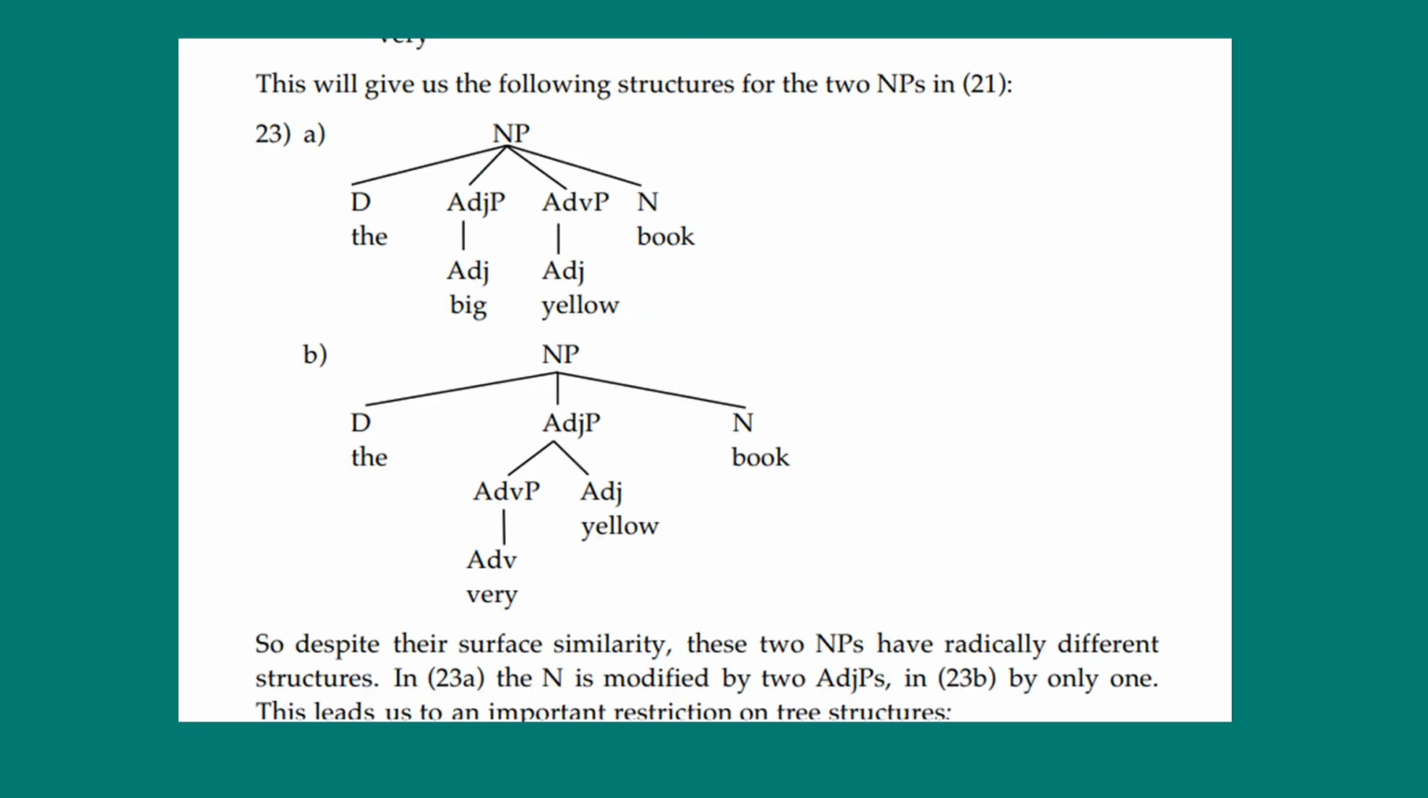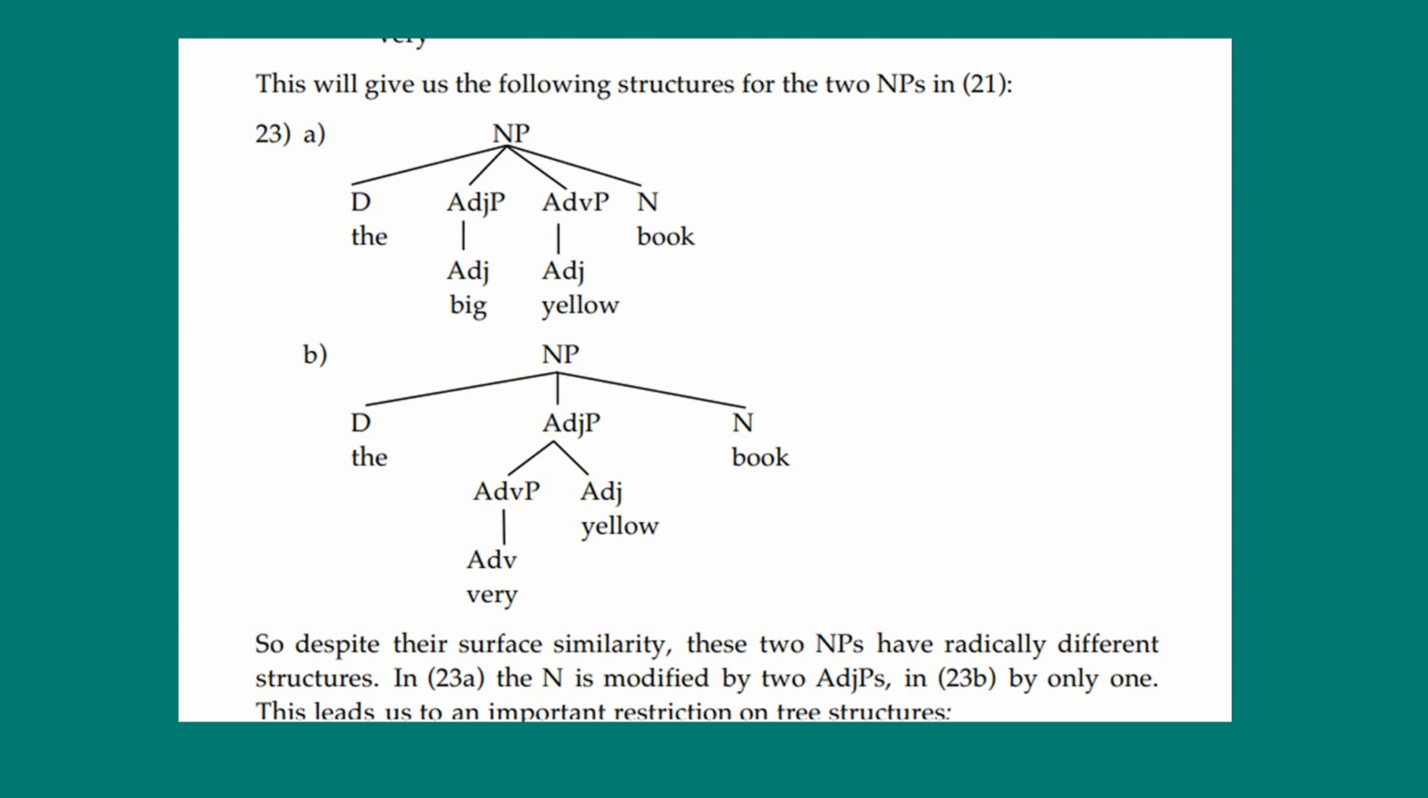This will give us the following structure for the two NPs in 21. So the big yellow book. So just study the figure. Despite their surface similarity, these two NPs have radically different structures. In 23A, the N is modified by two adjective phrases. In 23B, by only one.